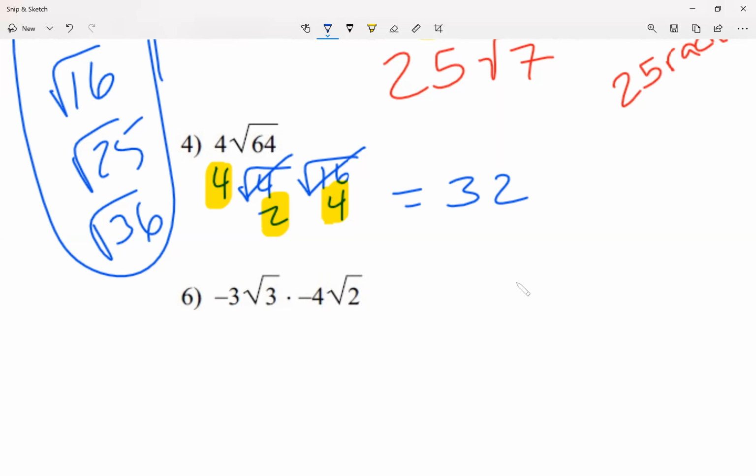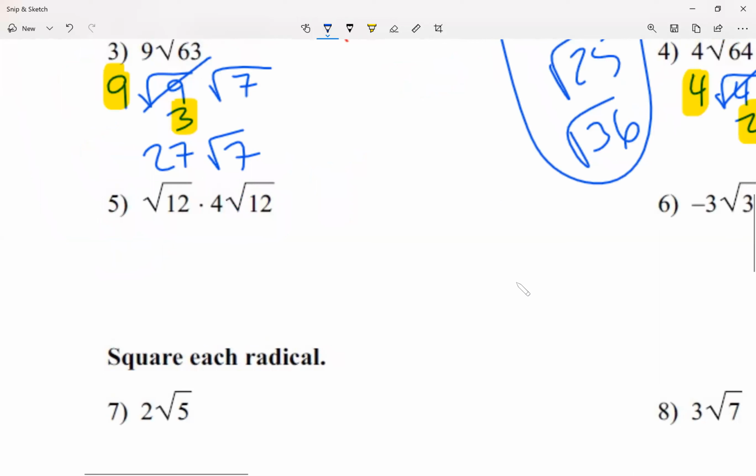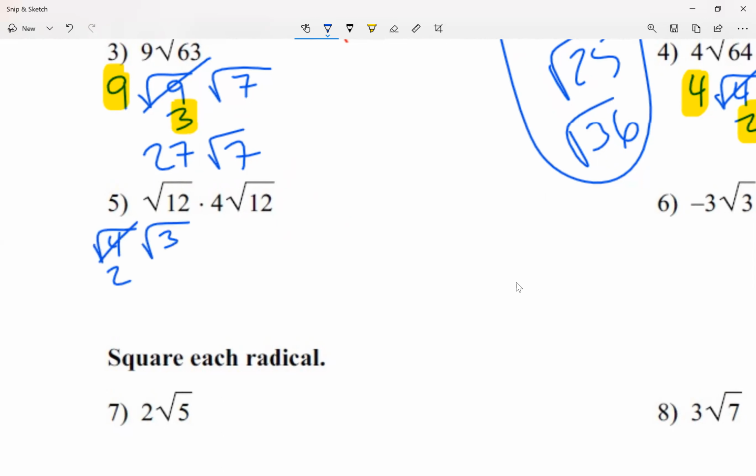Now, let's talk about multiplication. One thing, we can simplify my radicals first and then multiply, or we can multiply and then simplify. Let me show you what I mean. Simplifying first: square root of 12, I'm going to break that as 2 radicals, 4 times 3. Because I know the square root of 4 is 2, it simplifies to 2 radical 3.